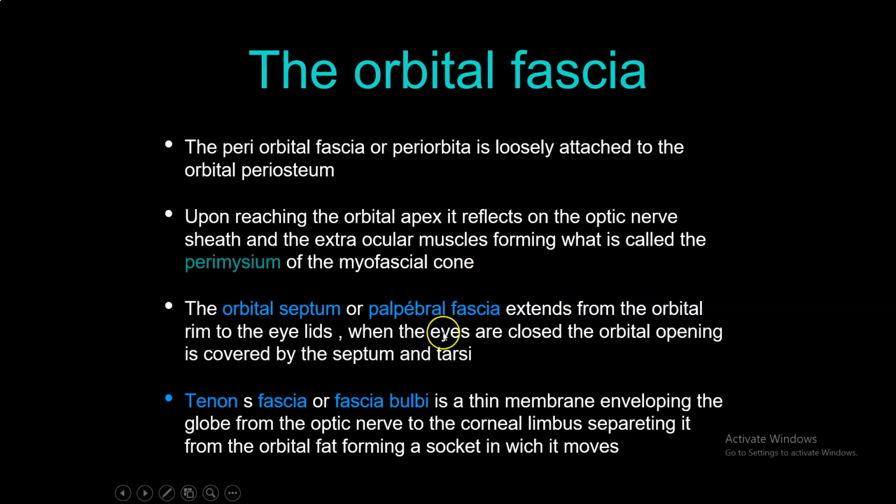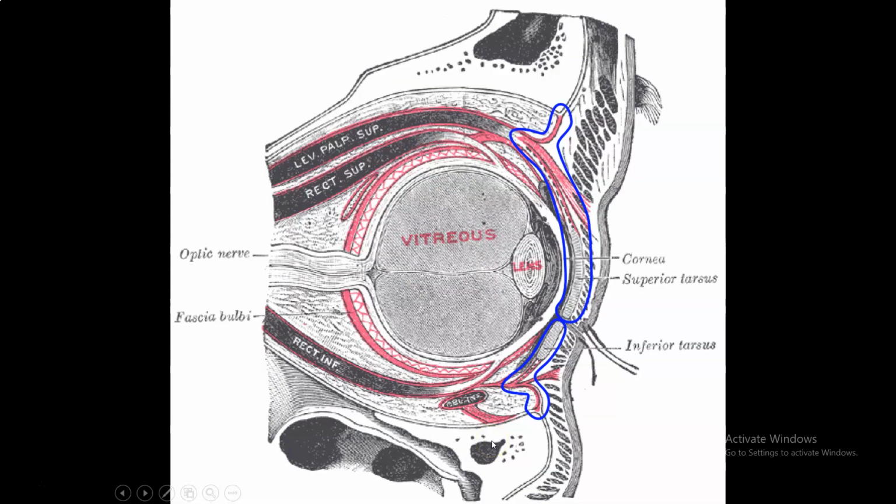Other than the periorbita, perimysium and the orbital septum, we have the Tenon fascia, or fascia bulbi, a thin membrane enveloping the globe from the optic nerve to the corneal limbus, separating it from the orbital fat, forming a socket in which it moves. So the globe doesn't move inside the fat. It is separated from the fat by a fascia called the fascia bulbi, or the Tenon fascia, allowing free movement of the globe inside the fat.